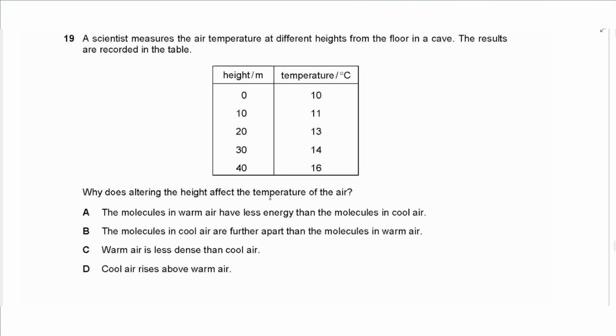This is due to convection currents. The molecules in warm air have less energy. That's not correct. The molecules in cool air are further apart. No, they are closer. Warm air is less dense. Yes, so it rises. So the temperature at higher altitude is warmer. So the answer is C.